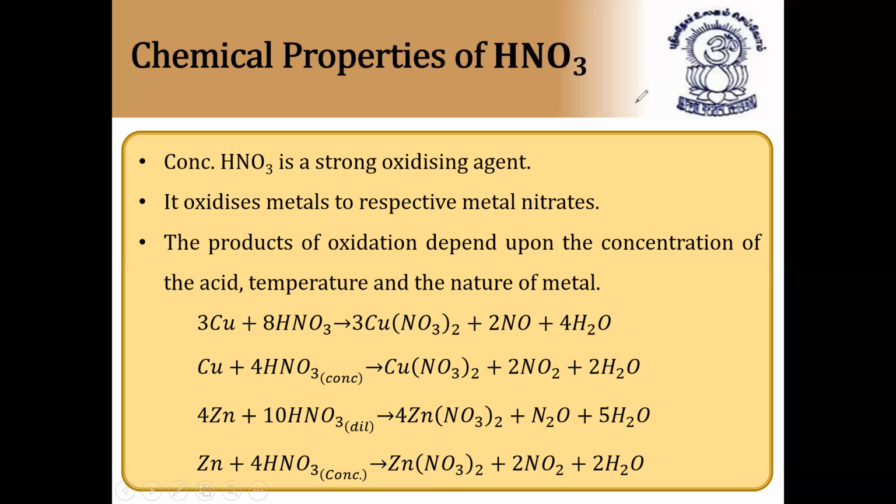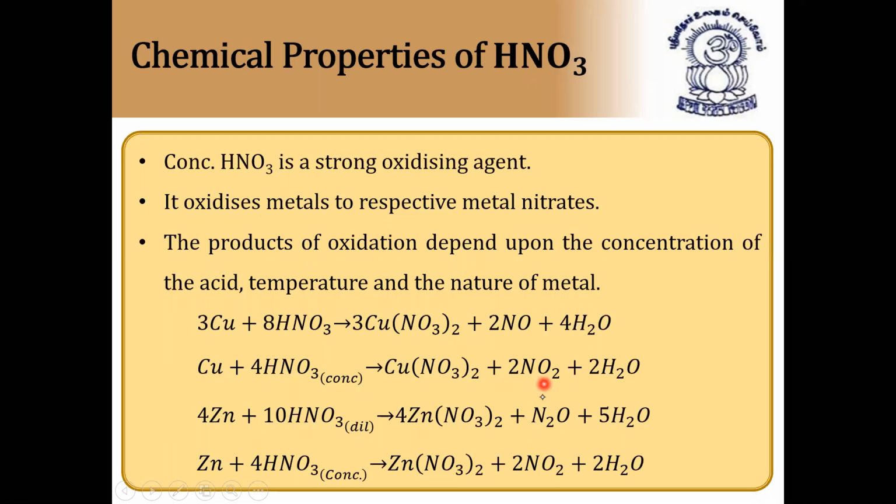Whichever reactions I have underlined, please note them down. It oxidizes metals to respective metal nitrates. The products of oxidation depend upon the concentration of the acid, temperature, and the nature of the metal. So with copper, it forms nitrogen monoxide. With zinc, it forms nitrous oxide, that is N2O, laughing gas. When you take very dilute nitric acid with copper and zinc, and when you take hot and concentrated nitric acid with copper and zinc, the products are the same.